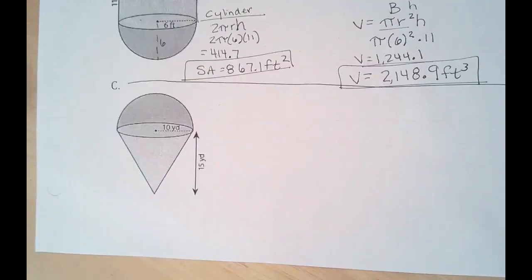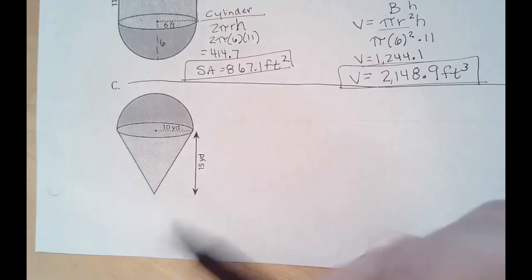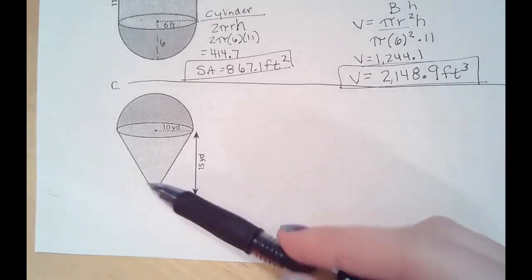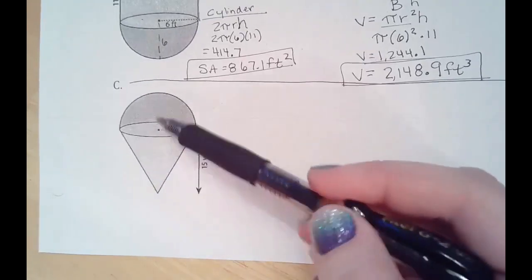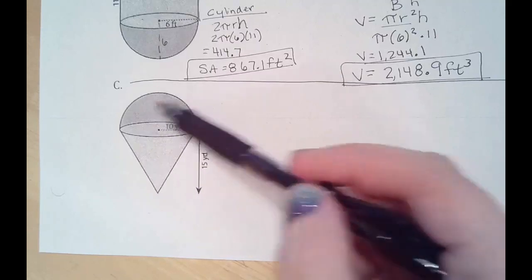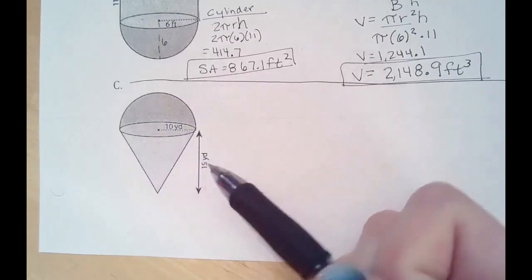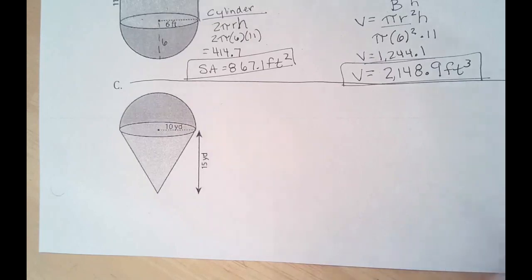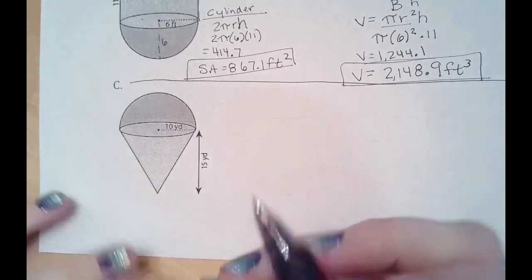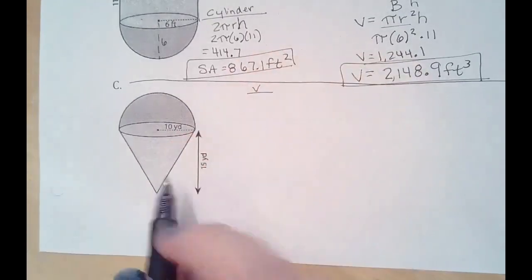Example 3. So looking at this, it kind of just looks like a snow cone. So we have a cone, and then we have a sphere on the top, but the sphere has been halved. So the vocabulary term for that is hemisphere. First, finding the volume, I'll go ahead and start with our cone.